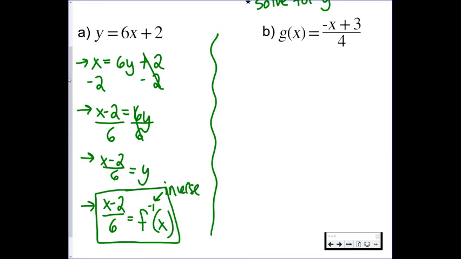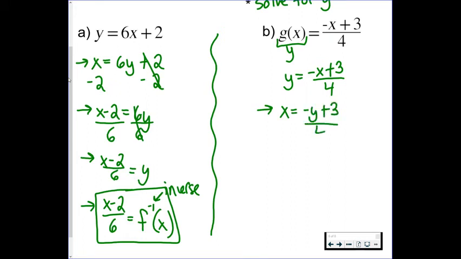Again, I'm going to flip x and y and solve for y. Since we don't see a y here, this function notation tells us that g of x is really y. So you can replace that with a y if that makes you feel better. Over 4. Now I'm going to flip x and y. Just flip where they're located. And now I'm going to solve for y.